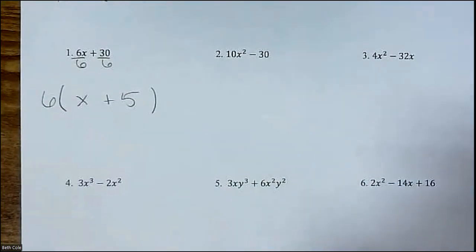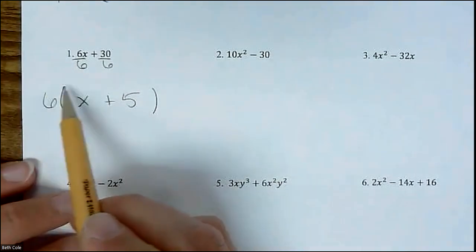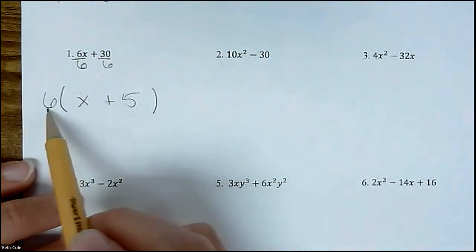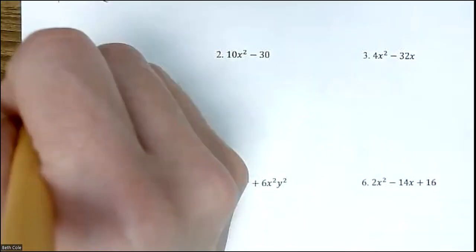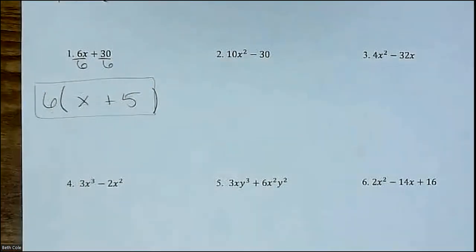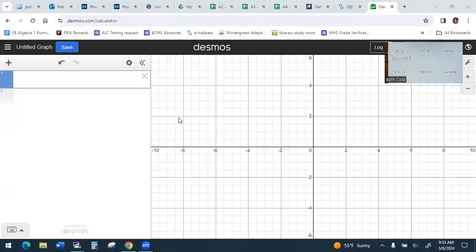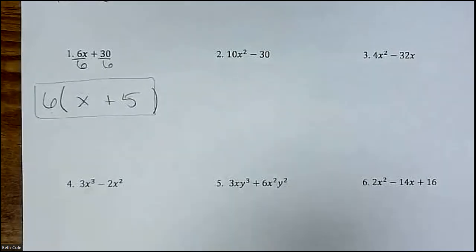Watch me point to this. If you were to distribute the 6 through there, do you see how you would get 6x plus 30? We just did that in reverse. It's just backwards. And let's say you didn't know the GCF. If you type GCF 6, 30, it's going to tell you 6. So it will do that part for you. All right, let's try another one.